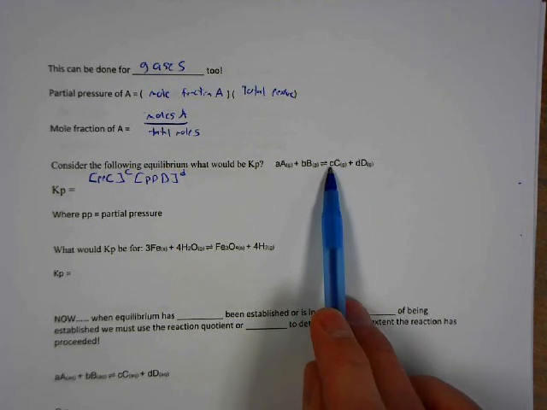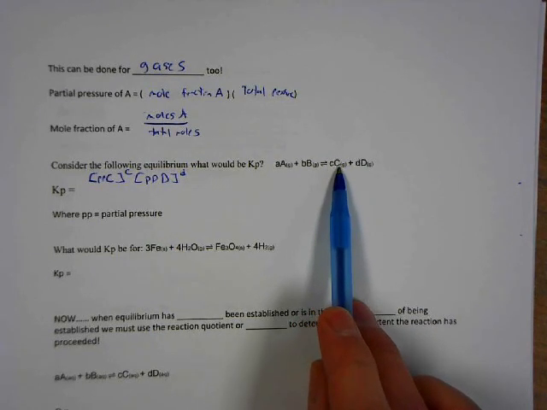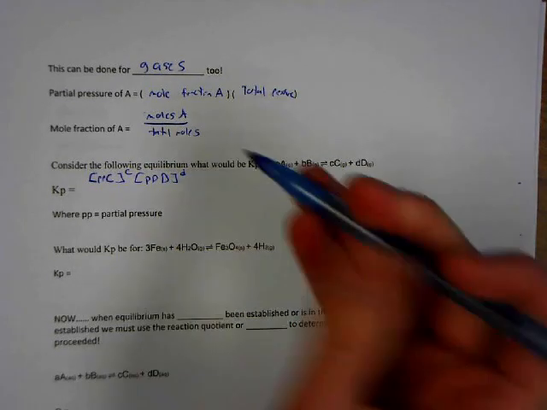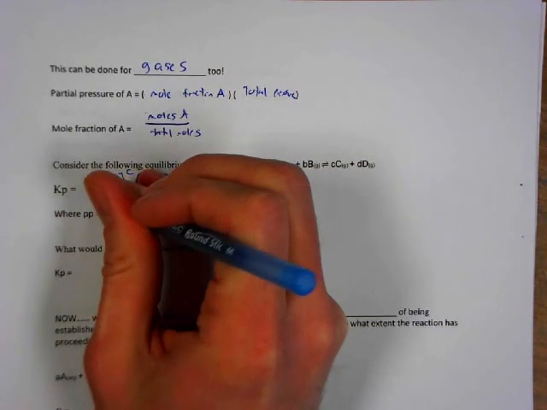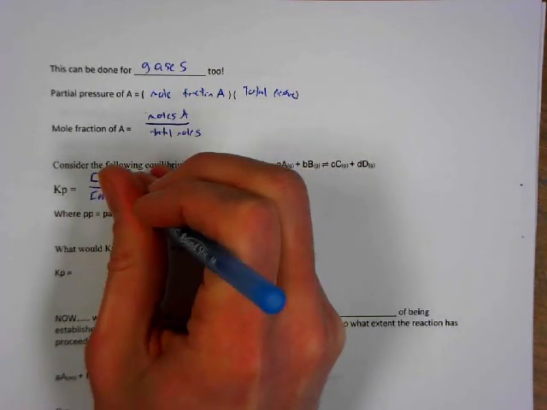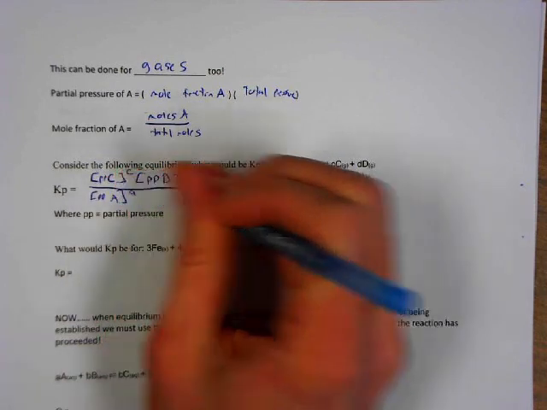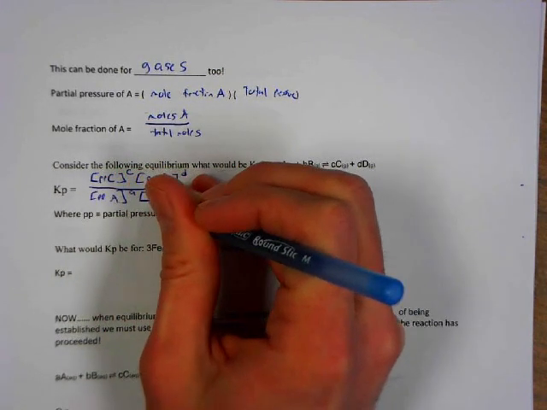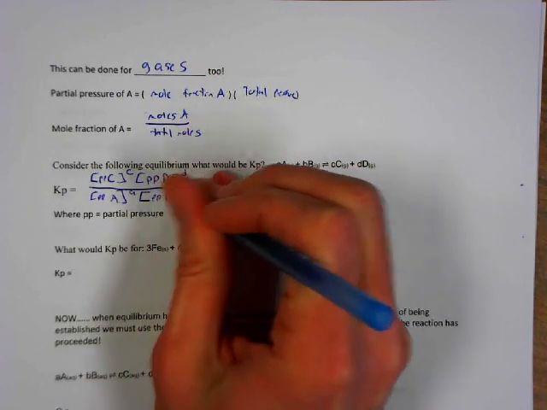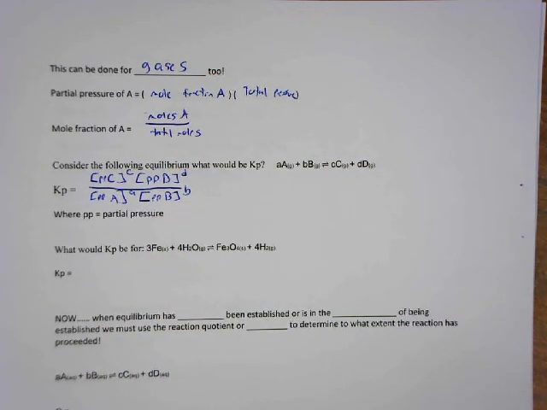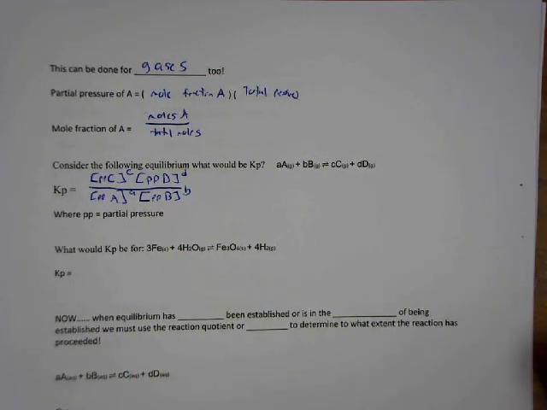Wait, was it big C to the little c? Yeah, it's big C to little c, right? Someone needs to make more of a distinction between those letters. I will fix that for next year. Over the partial pressure of A to the little a, over the partial pressure of B to the little b. Essentially, it's the same thing as what we did yesterday.